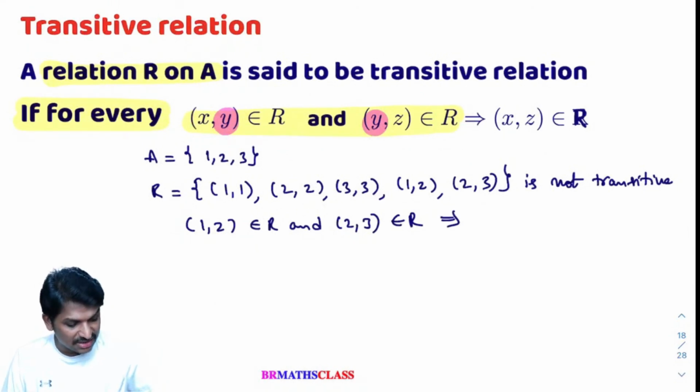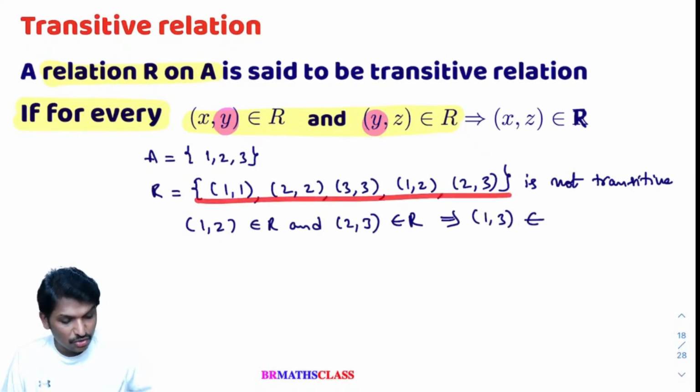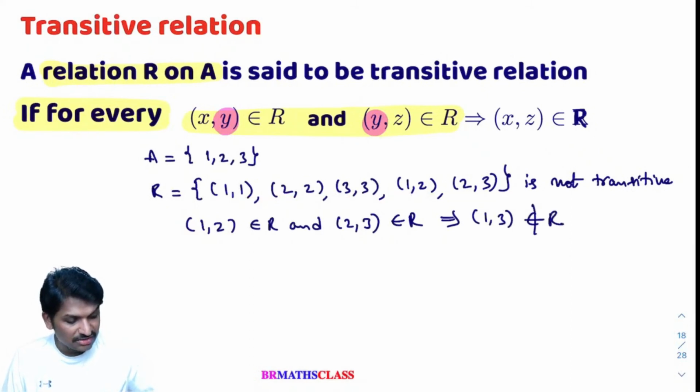What is (x,z) here? (1,3). Is (1,3) present in this relation? No. (1,3) does not belong to the relation. Therefore, this relation is not transitive. This relation is not transitive. I hope you understand. Okay.